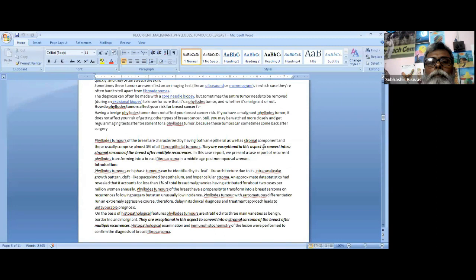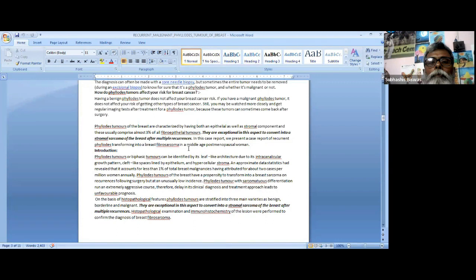Phyllodes tumors of the breast are characterized by having both epithelial as well as stromal components, and these usually comprise almost 3% of all fibroepithelial tumors. They are exceptional in this aspect, converting into a stromal sarcoma of the breast after multiple recurrences. In this case report, we present a case of recurrent Phyllodes transforming into a breast fibrosarcoma in a middle-aged post-menopausal woman.